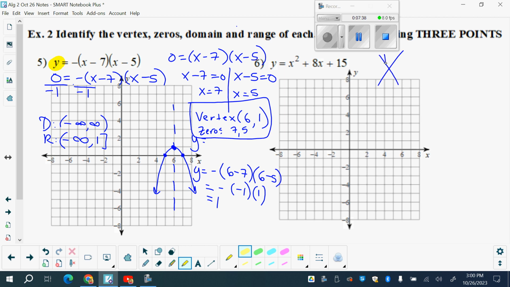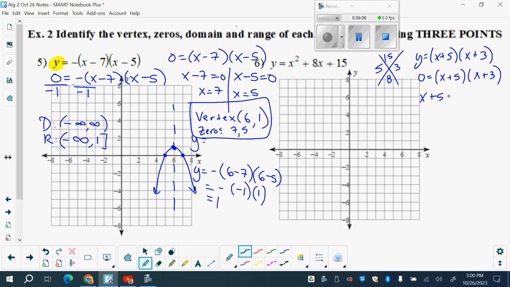So we look at what multiplies to 15 and adds to 8, and what would that be? 5 and 3. So we have (x plus 5)(x plus 3), and then we're finding our zeros. So we set that y value equal to 0. And then use our zero product property. And so we get x is -5 and x is -3. And those would be our zeros.